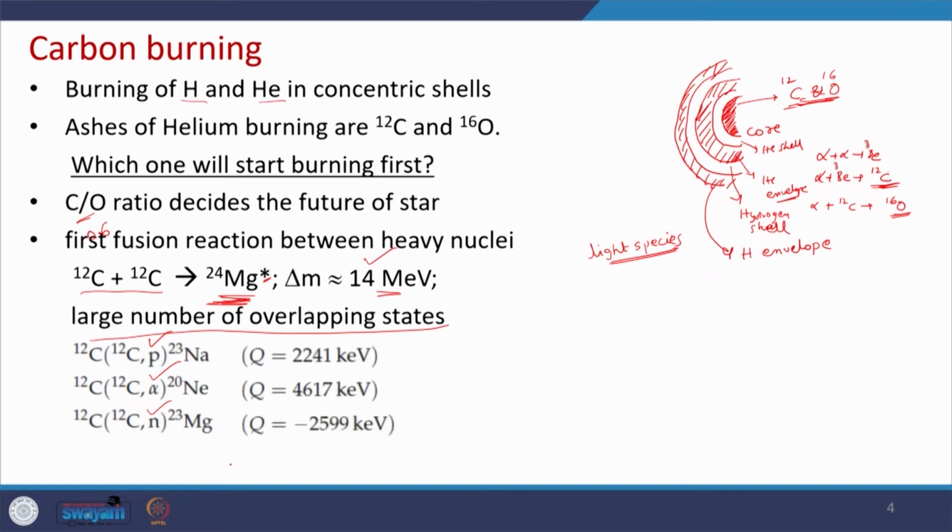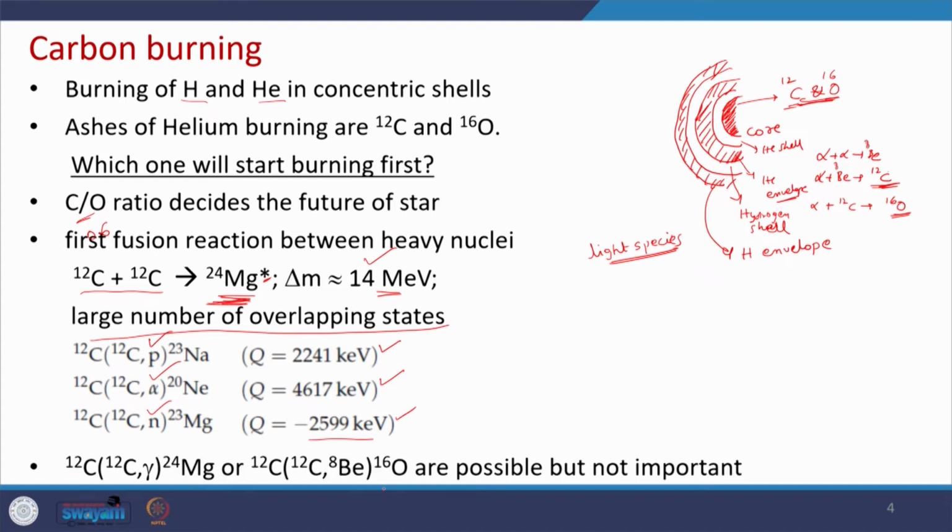And the corresponding Q values are shown here, positive Q value, negative Q value. For neutron emission we need to supply 2.6 MeV to carbon plus carbon, so that neutrons are emitted. Whenever the time comes I will show reactions which are the sources of neutrons.